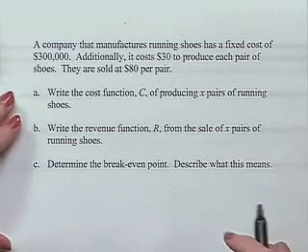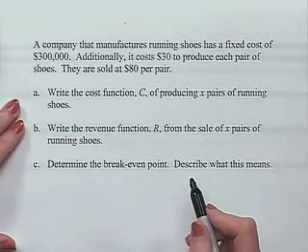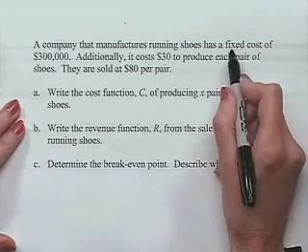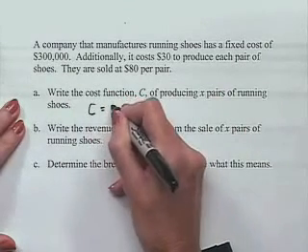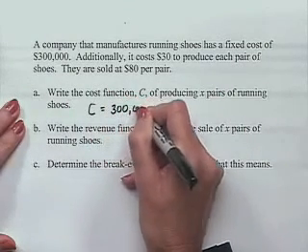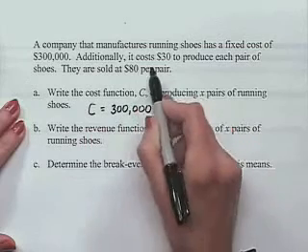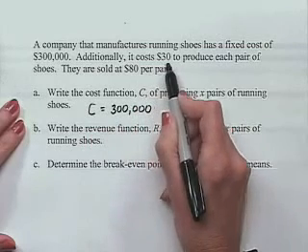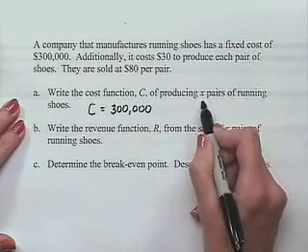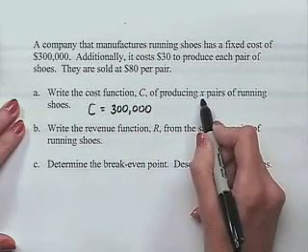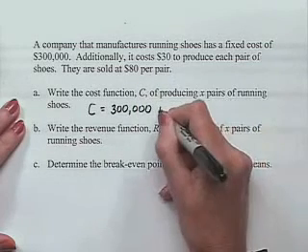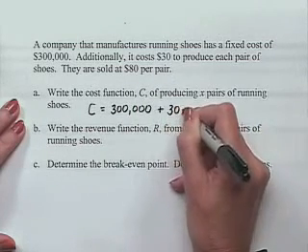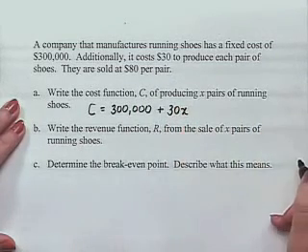Well, we have two bits of information dealing with how much it costs. We know there's a fixed cost of $300,000, so part of our cost function has to include that. We also have a cost of $30 per pair. Now, we are told that x is going to stand for the number of pairs of running shoes that are produced. So we're going to add to this 30x, and that gives us our cost function.